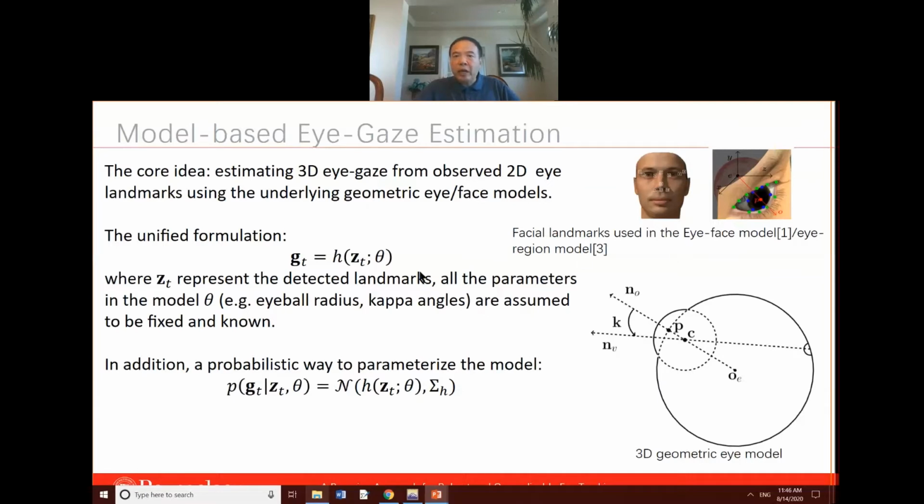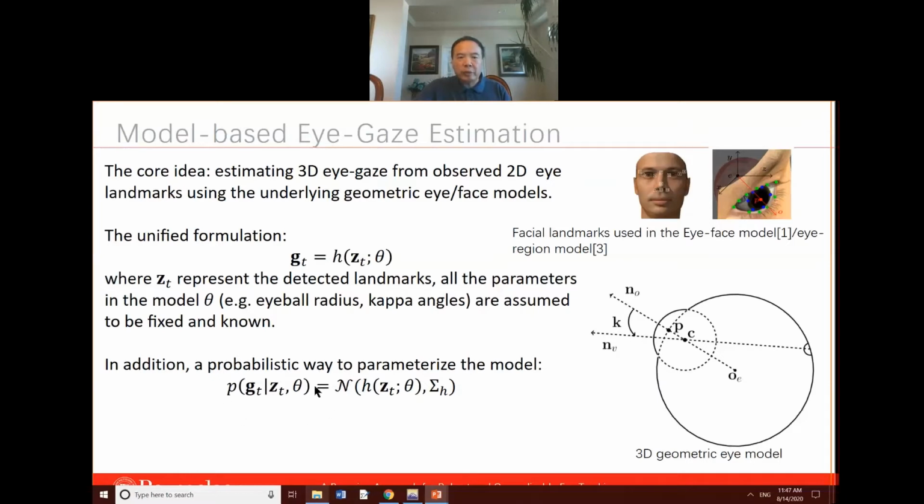So this basically says if we have the landmarks, and if we are also given the parameter theta, which includes the eyeball radius and the kappa angles, then we'll be able to analytically compute the gaze using the model-based method. Generically we can write this as G_t equals H(Z_t, theta). H is the method that we can use to compute G_t from Z_t and theta. H varies depending on the specific model-based method. So this gives us the relationship between G_t and Z_t. This is a deterministic equation.